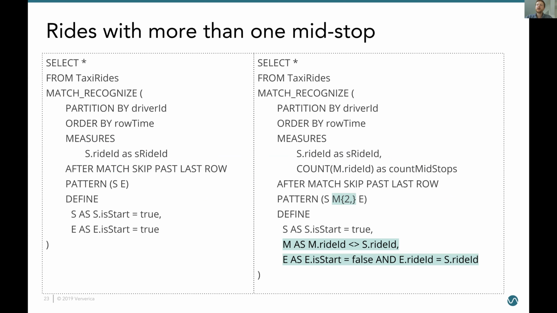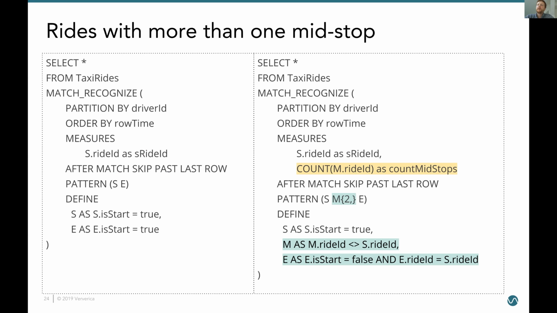So what we have to change compared to the previous query is just to add in the pattern section an additional pattern variable between S and E, and adjust the define section a little bit. Now M stands for events that have a different ride ID than the start of the ride, and the E event is the end of the same ride that was mapped in the S pattern variable. Another interesting addition in this case is that we can also use aggregations in our queries.